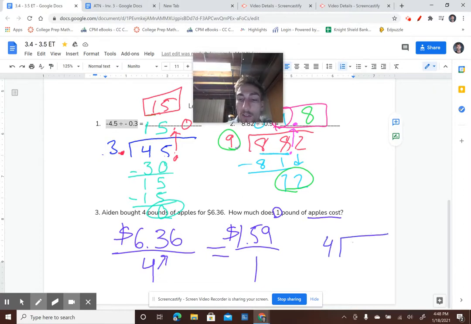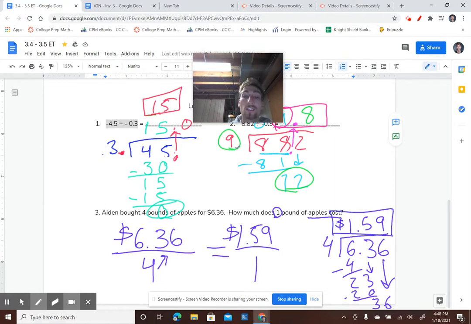All right, and you could very well do your division here with your 4 on the outside, your $6.36 on the inside. So here you get 1, multiply by 4, you get 4, subtract, you get 2, bring down your 3. 4 goes into 23 5 times, multiply it, we get 20, and then we have 3 left over, bring down our 6, it goes into 6 9 times, so we get 159.